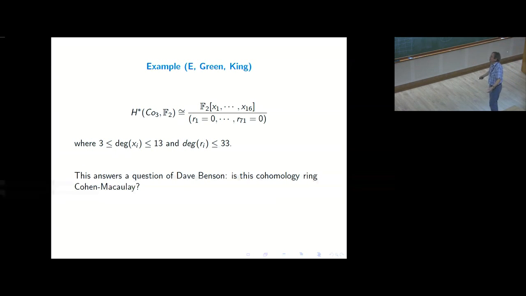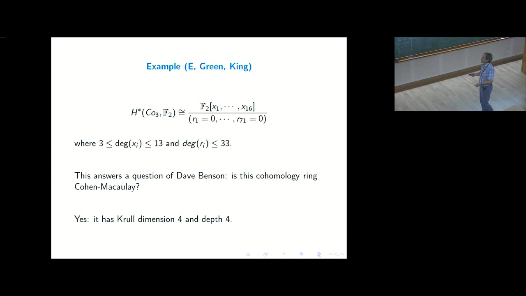So just to justify, this is not the reason that I did it, but I think it is probably the reason that Simon King was interested. He wanted to answer questions of Dave Benson. So Dave Benson had done some calculations and had suggested in a paper, or conjectured, that this cohomology ring should be Cohen-Macaulay, whatever that is. And so it turns out once you've got the ring presentation, you can actually verify using Singular that it is Cohen-Macaulay.